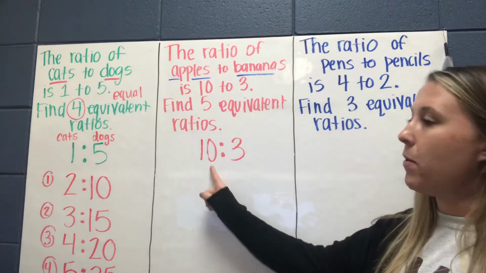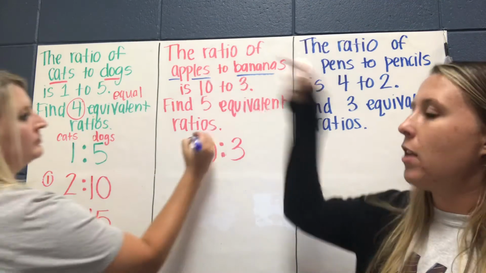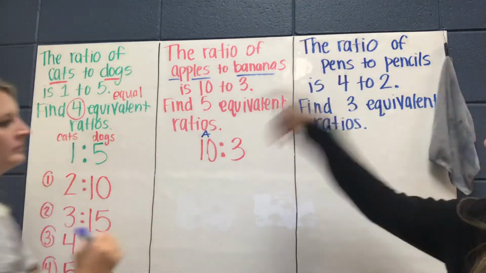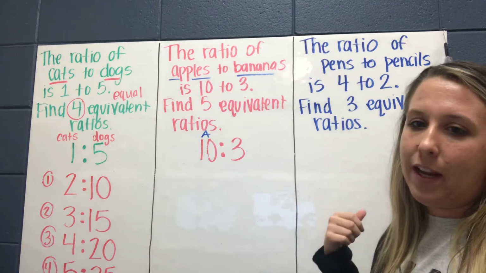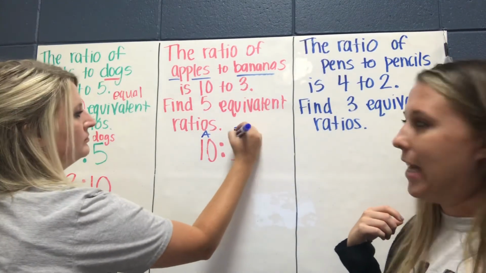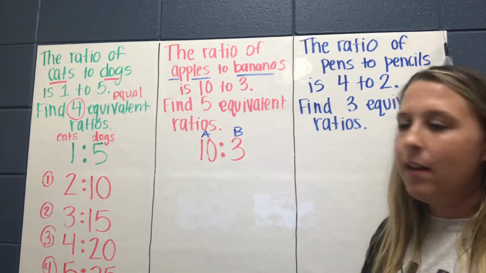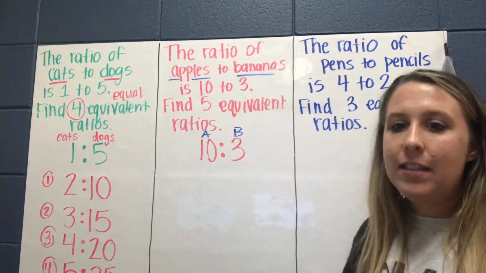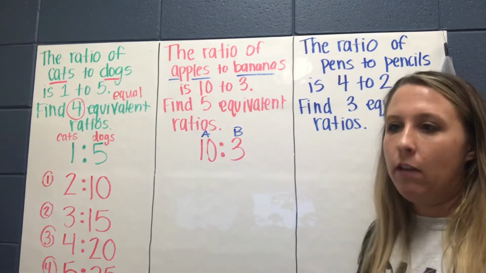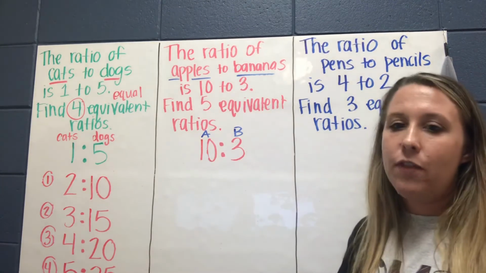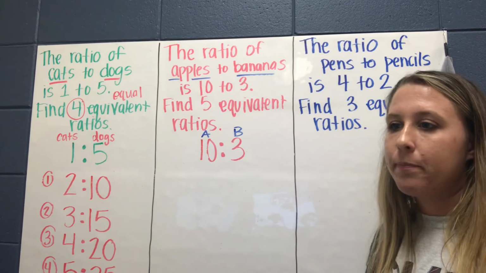What does the 10 represent? Apples or bananas? Good, apples, because apples comes first in the problem, so the first number goes with the first word. So that means the 3 has to be bananas. All right, and you'll notice how Miss Patrick just put an A and a B. A for apples and B for bananas. Is that okay that she did that? Absolutely, okay? You don't have to write the whole word out. We did for the first one, but you can write A and B or whatever the first letter is, okay?